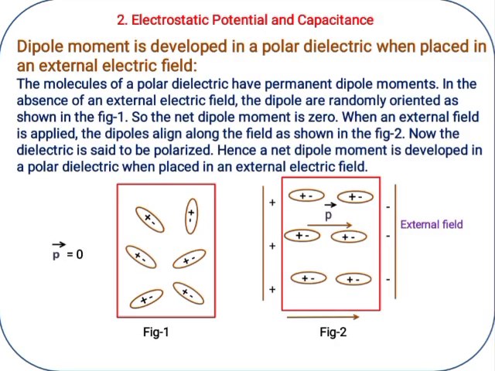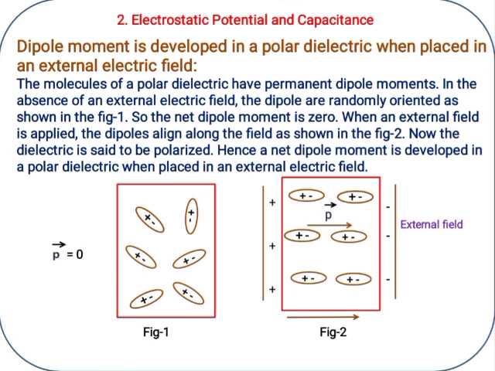In the last video, we discussed polar and non-polar molecules as well as dielectrics. Dielectrics are nothing but insulators. Polar and non-polar molecules are nothing but the positive and negative charges. If they are separated from each other, such molecules are called polar. If they coincide on each other, such molecules are called non-polar molecules.